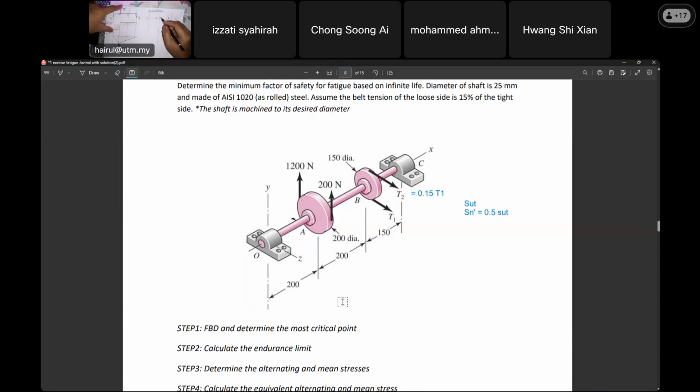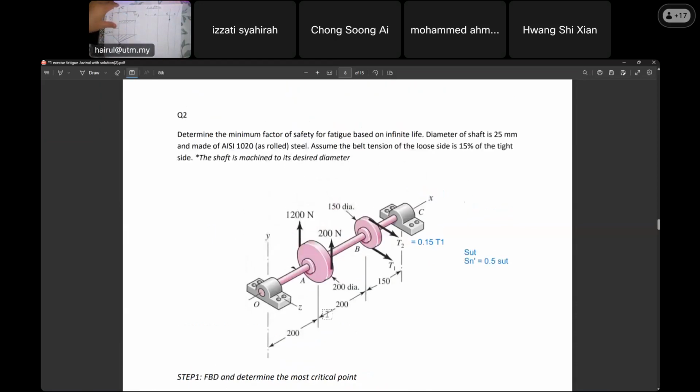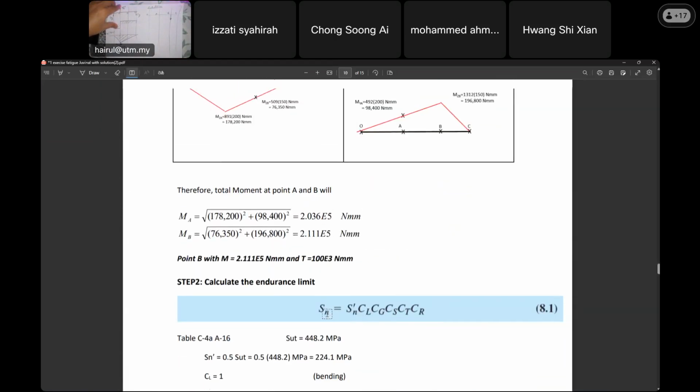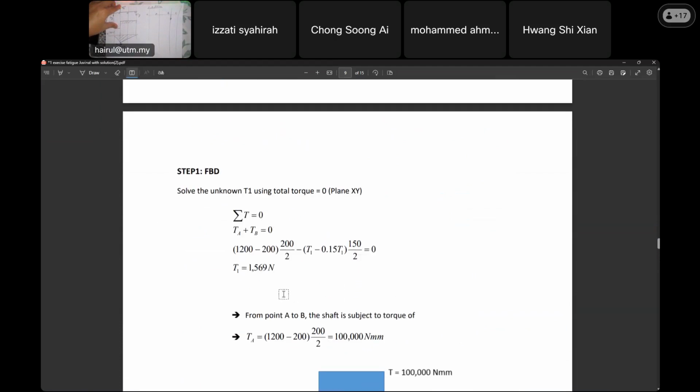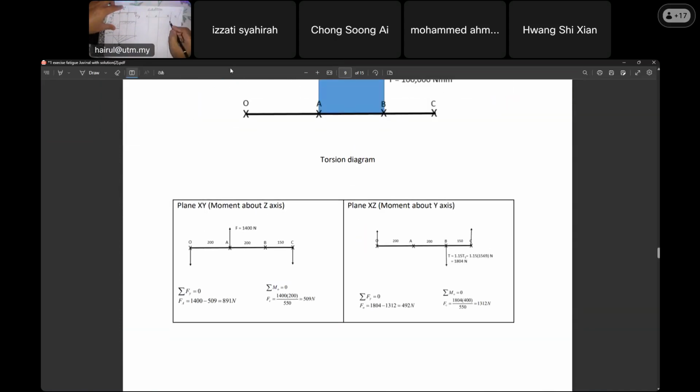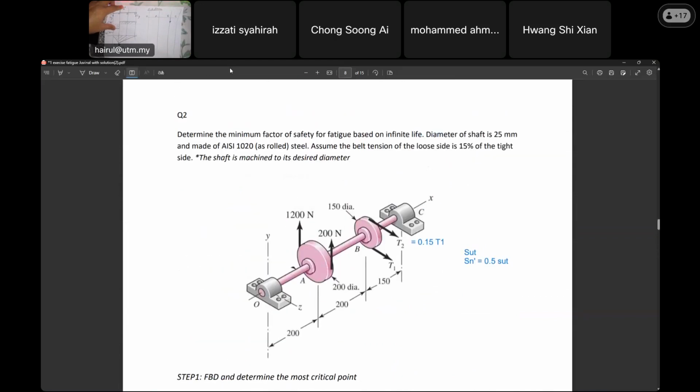Do we have any 1,200 plus 100 at A? Do you have 1,400 written at A? No. But at B, yes, we have. Remember T1 and T2, we already solved them. T1 is 15,969 and T2 is 0.15 T1. If you look at the diagram, at B we only have T1 plus T2, and we know the value.